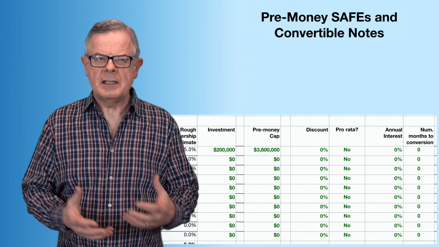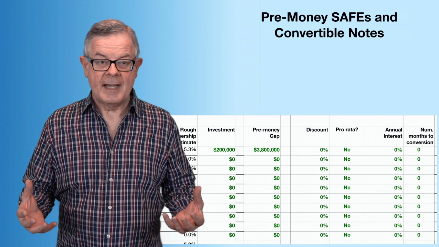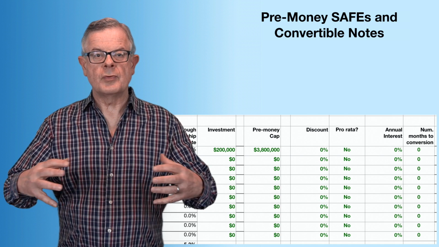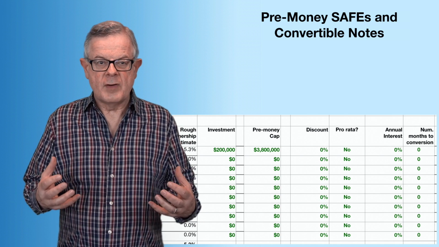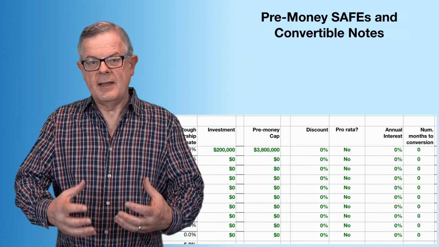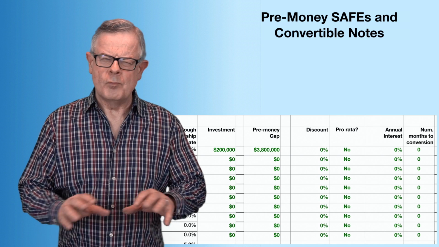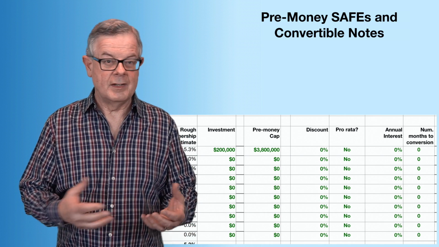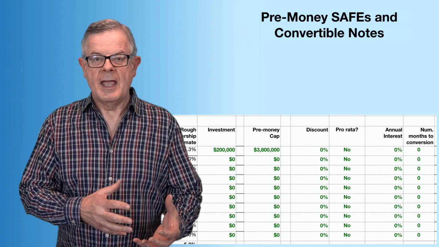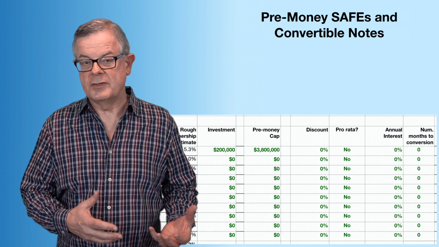Now, it's a little unusual to have a pro rata right with a pre-money safe or a convertible note, but it can happen, in which case the investor has the right to take whatever percent ownership they received from the conversion of all the convertible securities and then buy into the Series A to maintain that percentage. Again, more common with a post-money safe than it is with a pre-money or with a convertible note, but it can happen. And then we also now have an annual interest rate and a number of months to conversion.